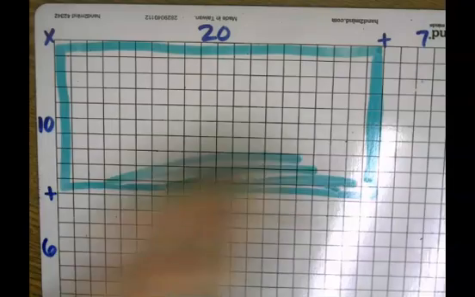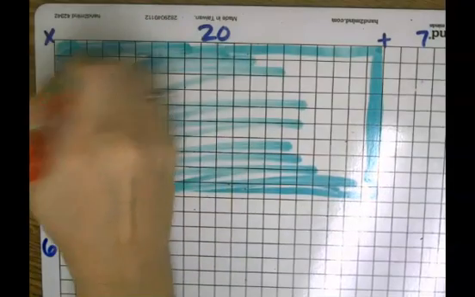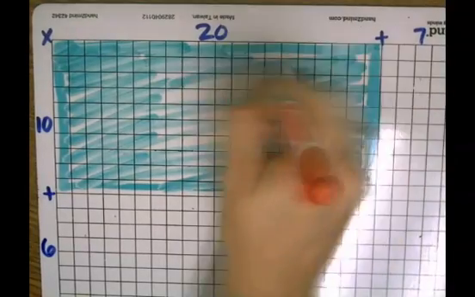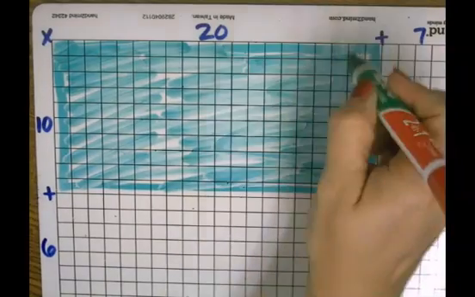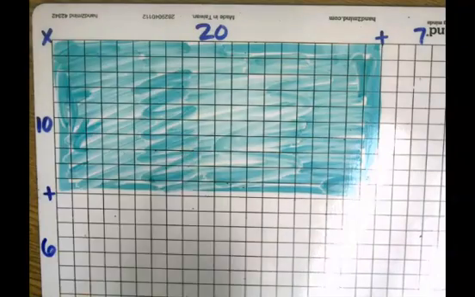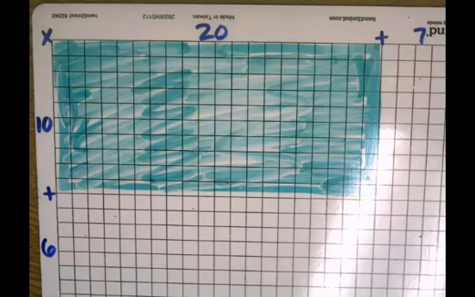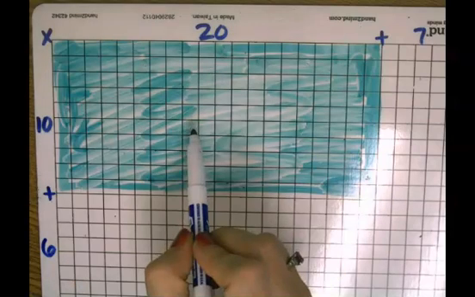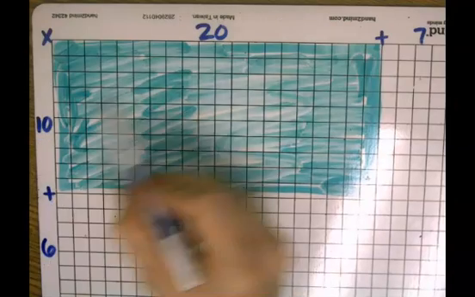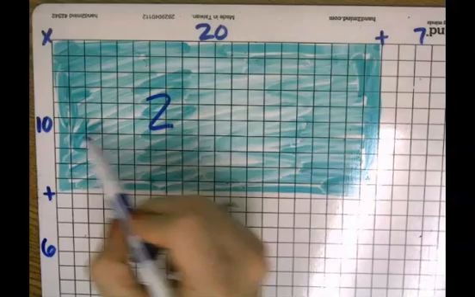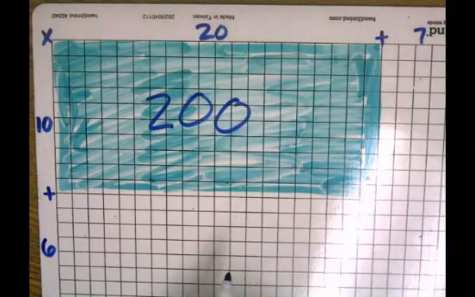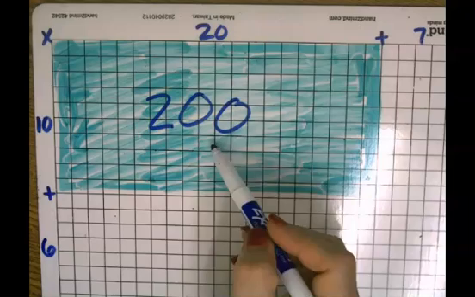So I'm going to shade in this first section green. Doesn't matter which color you use. Okay, so I'm going to do 10 times 20 for this area on my grid paper. 1 times 2 is 2, and then I have 2 trailing zeros. Okay, so the first part, 10 times 20 equals 200.